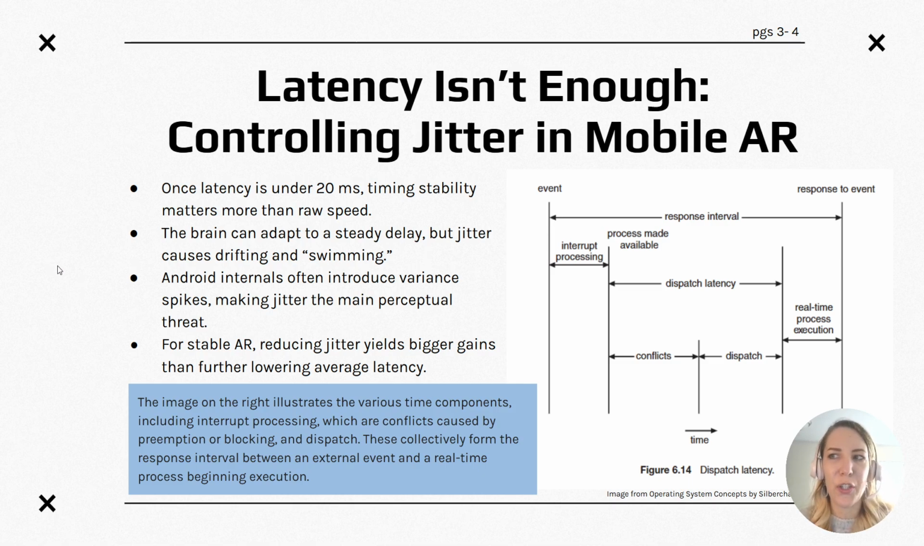So it's important to look at jitter in addition to latency. Once latency is under 20 milliseconds, the main villain, we could say, becomes jitter. Jitter, variance between frames, causes the scene to swim around, and a lot of this jitter is internal from interrupt handling, background services, binder IPC calls, cgroup rules. This is mostly related to Android, so looking more at Android phones. Reducing jitter usually gives a bigger perceptual improvement than lowering the average latency.